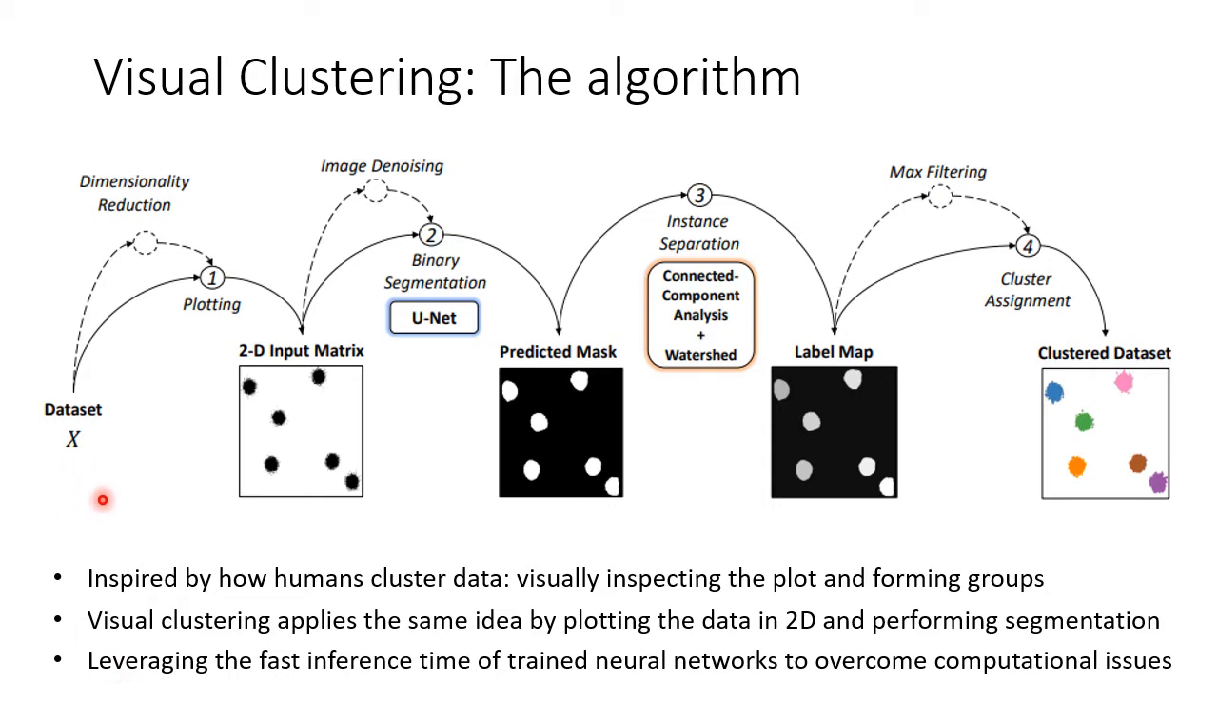We start off with our dataset, we plot it inside a 2D plot and create a matrix from this. Then we treat this as an image that we feed to our binary segmentation model, which is a pre-trained U-Net that we pre-train on synthetic datasets of blobs of this same shape that you see here. This gives us a predicted mask, which identifies where we do have clusters and where we don't. This is followed by 2 steps of instance separation based on connected component analysis and watershed, which gives us a label map per instance. Finally, we assign clusters to points based on where they fall in each instance region. So we get our clustered data, and the main idea here is that we leverage the fast inference time of the pre-trained neural network, and this helps us overcome computational issues when we want to compute something like density or distance.